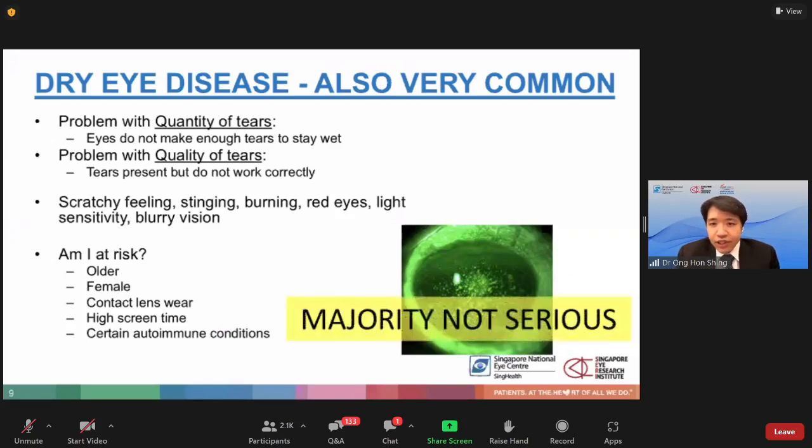The vast majority of dry eye diseases are not serious and do not cause permanent loss of vision. But having said that, there's a small group of people with severe dry eye diseases that are related to autoimmune or inflammatory conditions, which can potentially be sight-threatening.